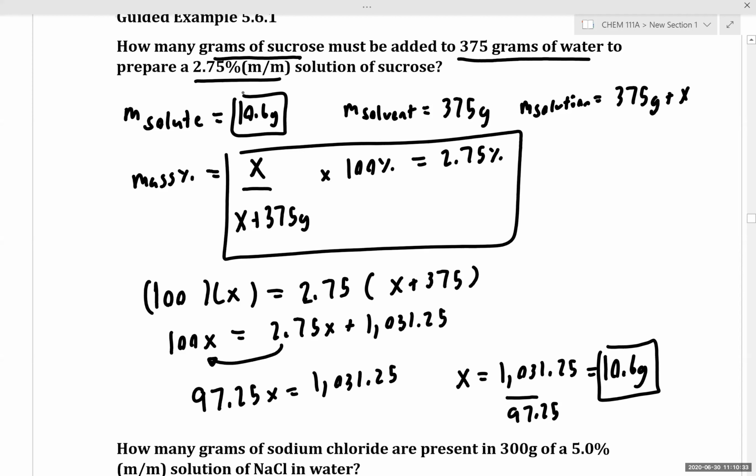So once you set up the equation, it just turns into relatively straightforward algebra. Does this example make sense to everyone? Any questions?